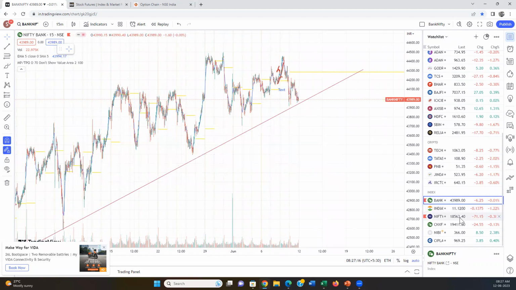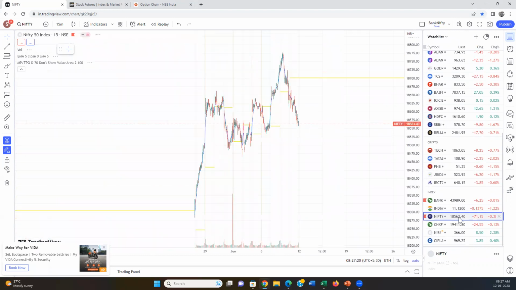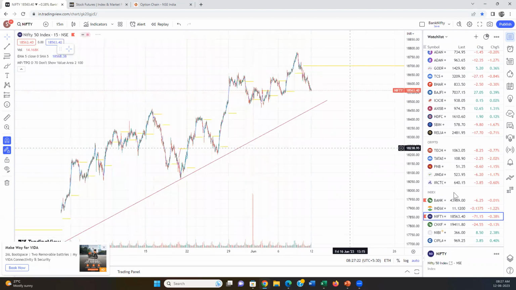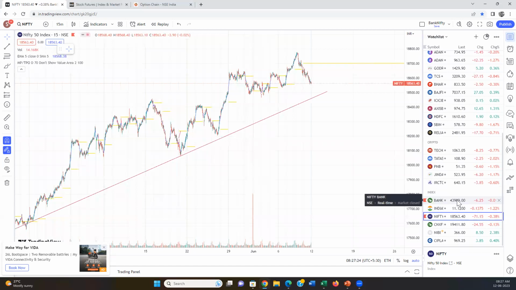And Nifty was much down. So it was 71 points down. So this is how it is. So looking at this, it looks like both the indices are in negative zone. Okay, so market is at a very interesting stage.